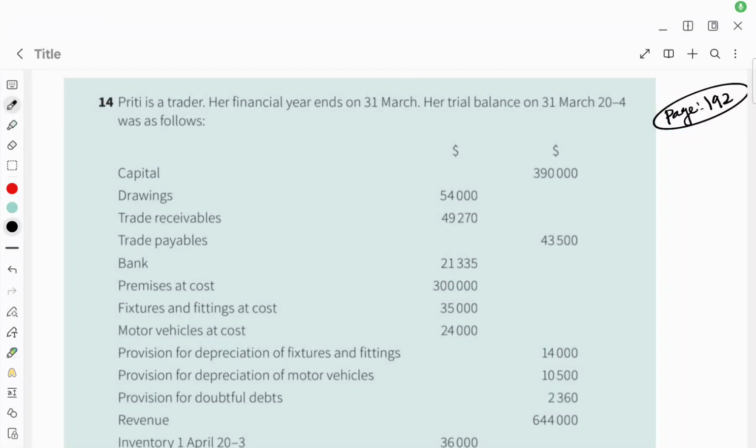Let me explain a question from page number 192 of the IGCSE O Level textbook. Here you can see the 14th question. Preeti is a trader. Her financial year ends on 31st March. Her trial balance on 31st March 2004 is as follows.